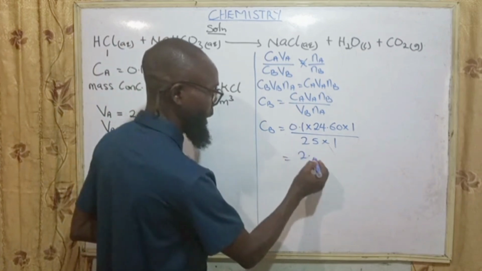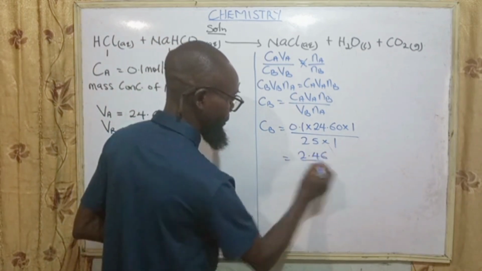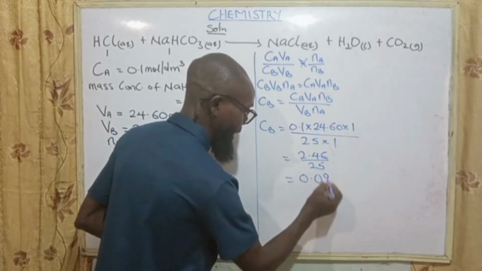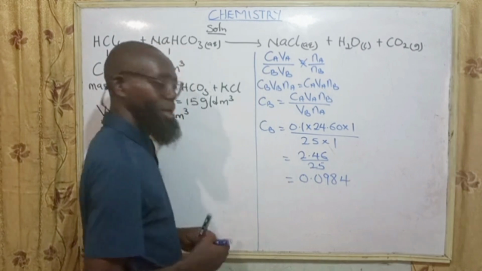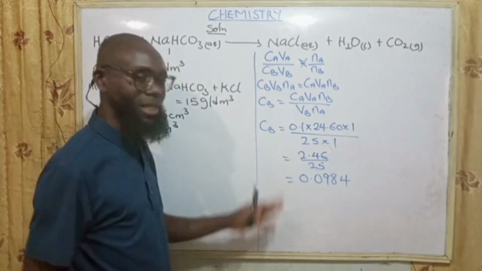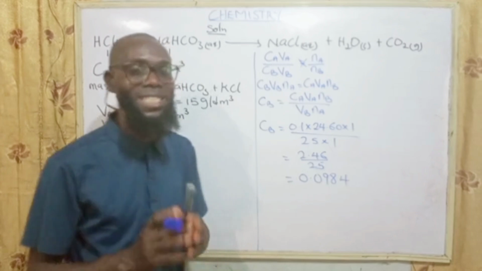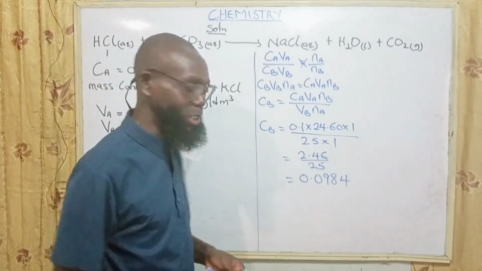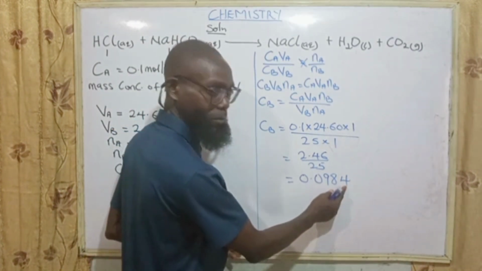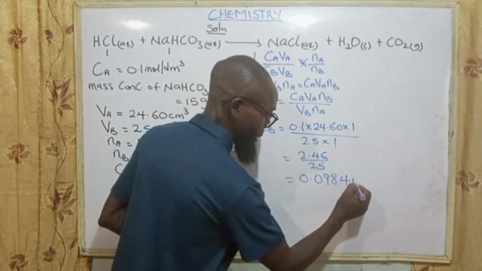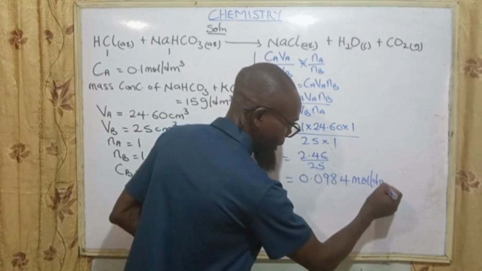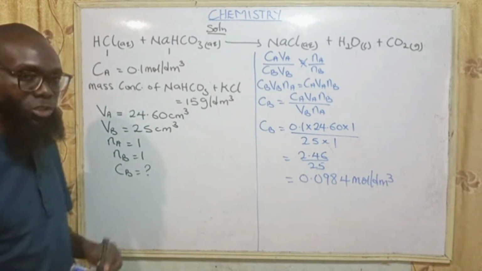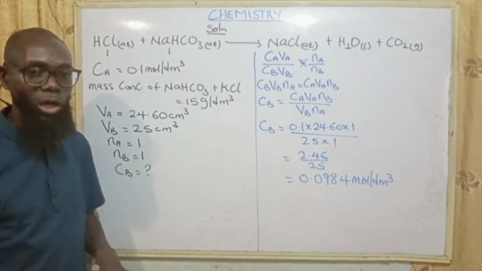So we have 2.46 divided by 25. So we divide as well. We have 0.0984. Now, your answer, your calculation should always be to 3 significant figures. We know that these zeros are non-significant. So we start from here. 1, 2, 3. So that is 3 significant figures. So the unit is what? Mole per dm cube. So this is the concentration of sodium hydrogen carbonate in solution B.